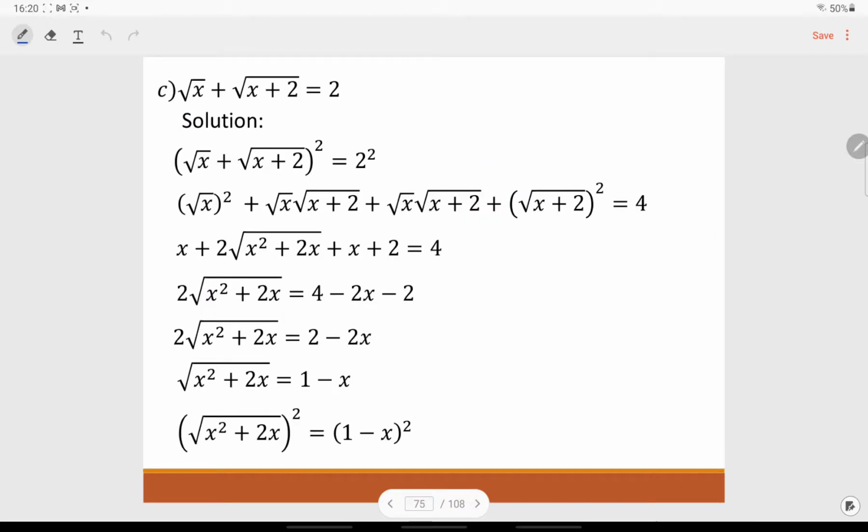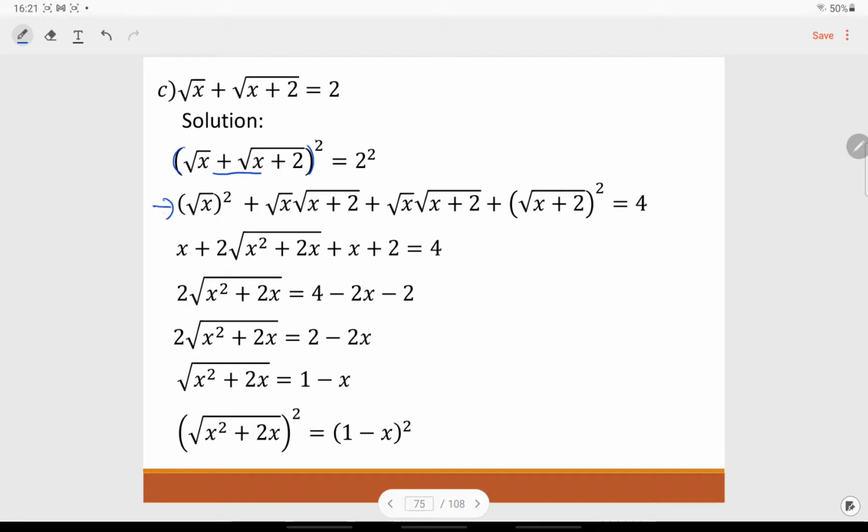Now we move to the next example. We have the square root of x plus the square root of x plus 2, equal to 2. So how to solve this problem? Because at the right side we have a non-radical value, we just simply put a square at both sides. This parenthesis we need to expand, because we have a square.